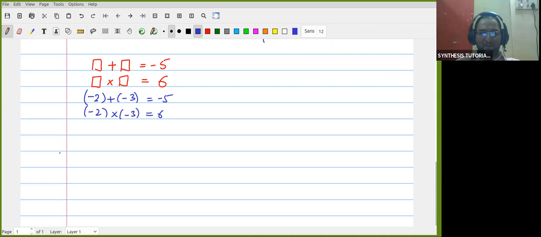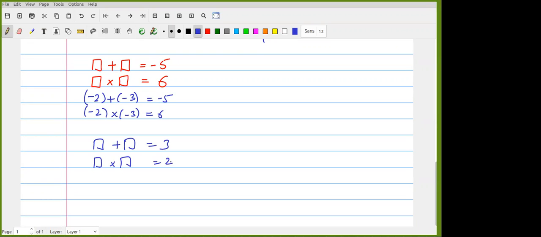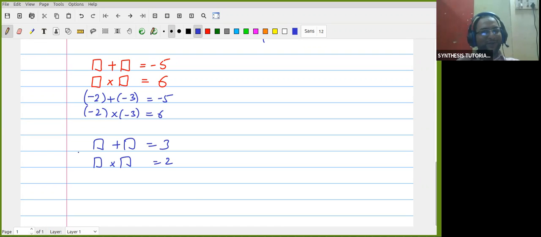Now, let me give you one more simple task. When you add those two numbers, you get 3. When you multiply them, you get 2. 2 and 1, right? So 2 plus 1 is 3, 2 into 1 is 2, right? Okay, very good.